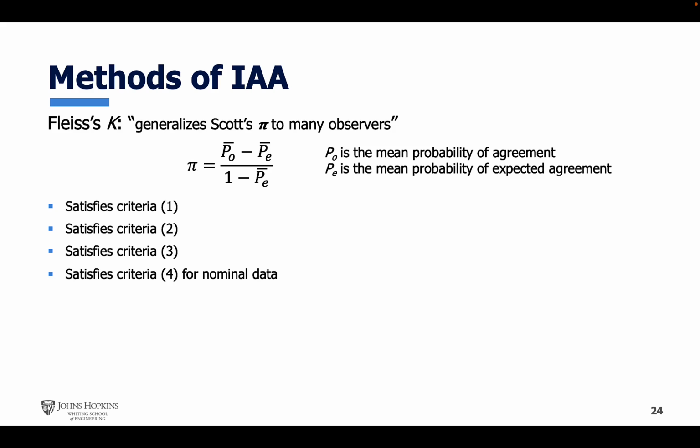So Fleiss's kappa takes Scott's pi, not Cohen's kappa, but Scott's pi, and extends it to many observers. The way it does it is the nuance: there are lines above the P naught and P sub E. The P naught is the mean probability of agreement, and P sub E is the mean probability of expected agreement. That generalizes it to many observers and many categories, so it is going to hit all criteria as long as you're dealing with nominal data. Fleiss's kappa becomes a pretty attractive measure.